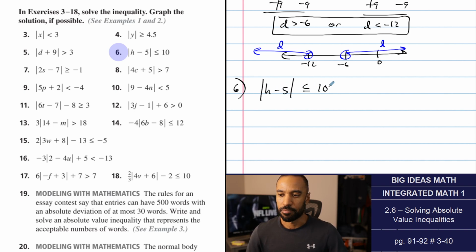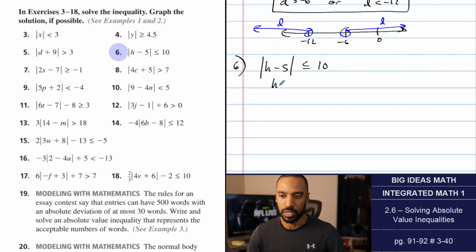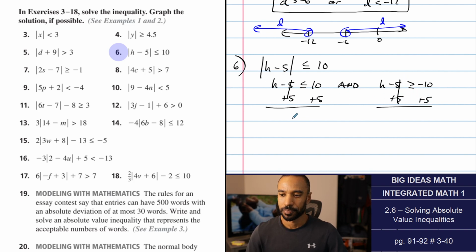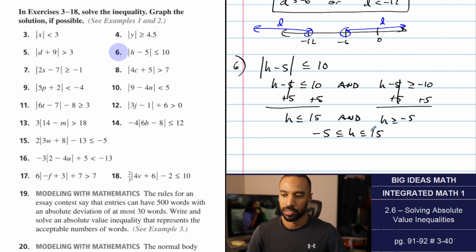Absolute value of h minus 5 must be within 10 units. Not say h must be within 10 units, but h minus 5 must. So between this and this. So less than is within these 2 sets of units. I'll add 5 to both sides. Like that. It's kind of a weird way that I shuffled that around. H has to be less than or equal to 15, and h has to be greater than or equal to negative 5. Or h has to be between negative 5 and 15.